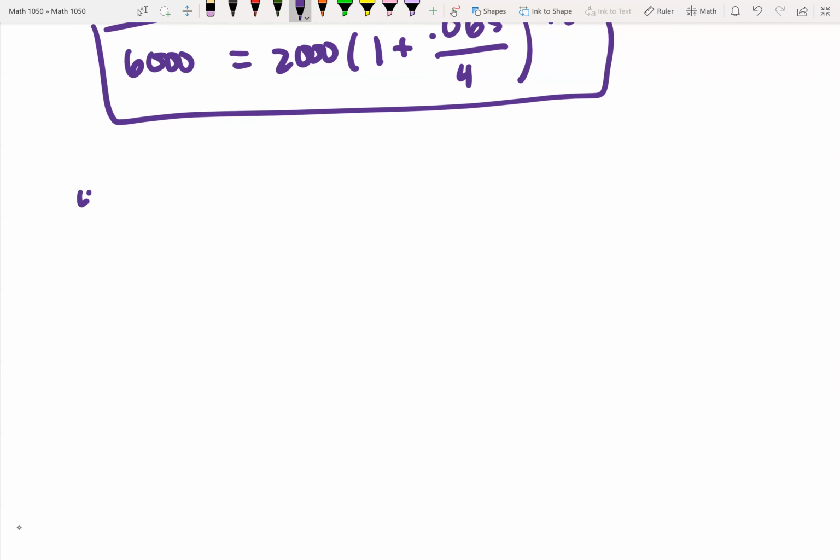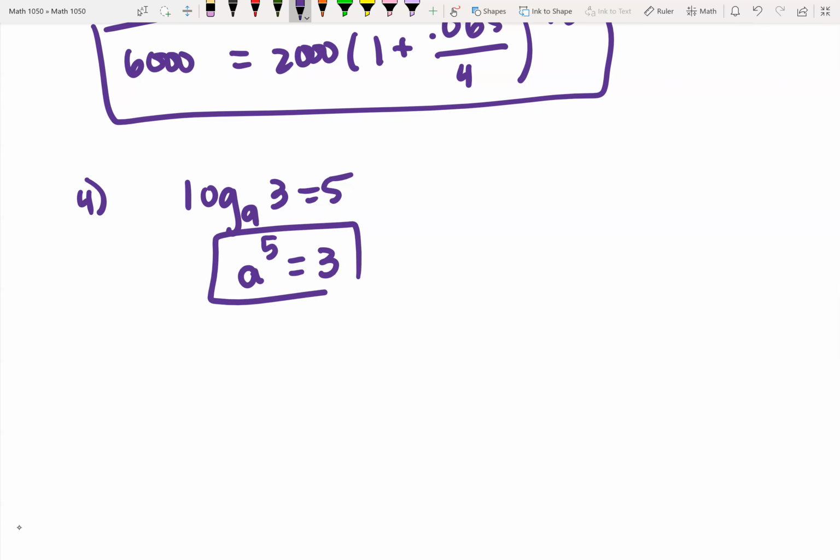Okay, number 4. Convert this into exponential. So this is super simple. I would love it if that was there. So your base is an a. You raise it to the other side, which is a 5, is equal to 3.